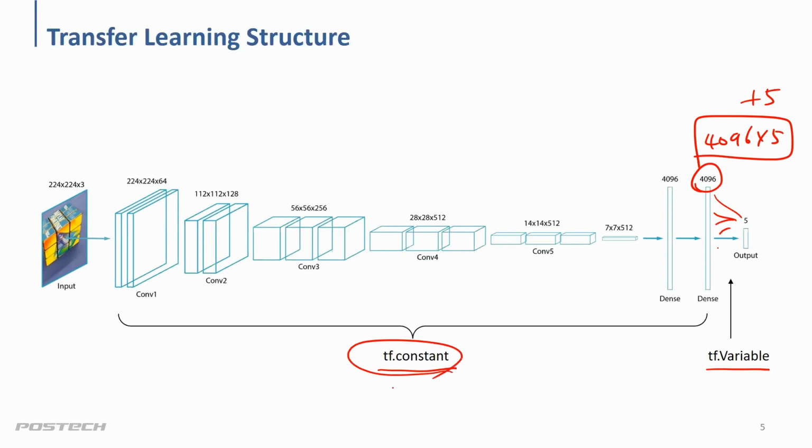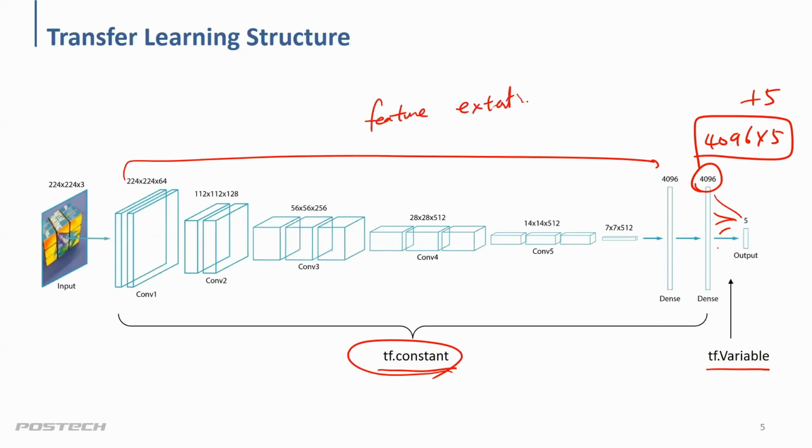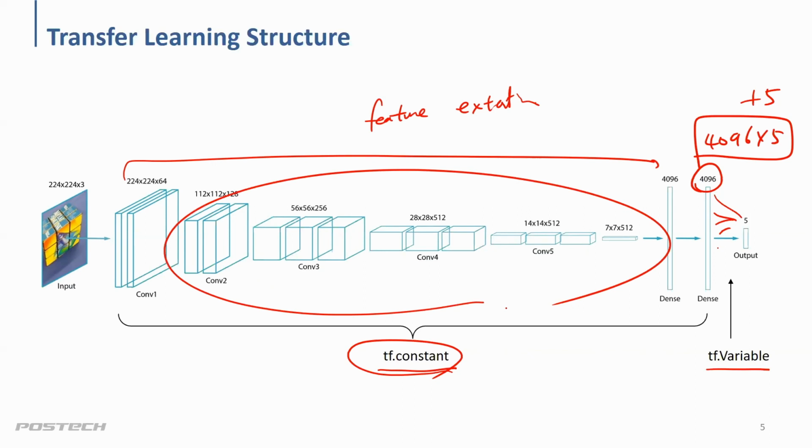These are the constants, because we believe that this part is the feature extraction part. If the input is an image, the features are pretty much similar. This part's knowledge is transferred from others. Okay.